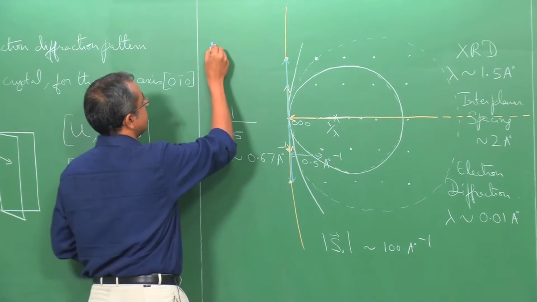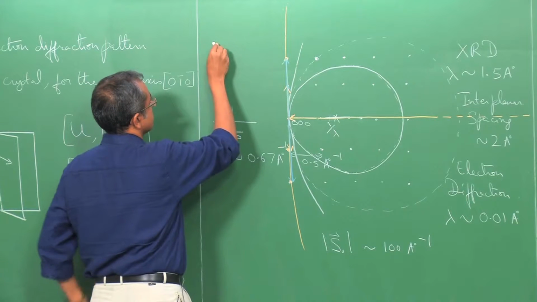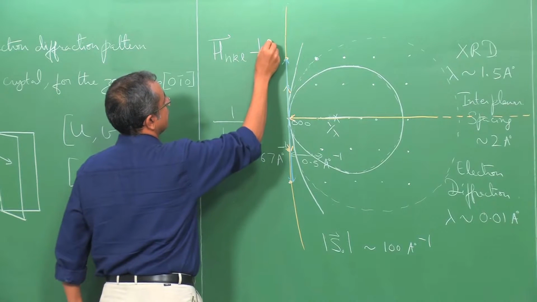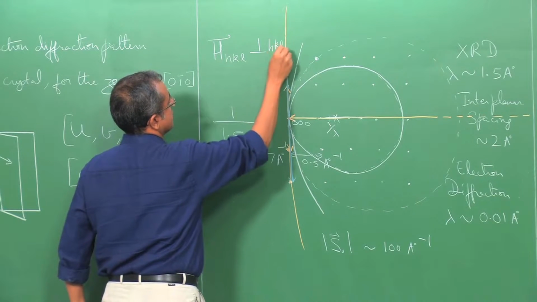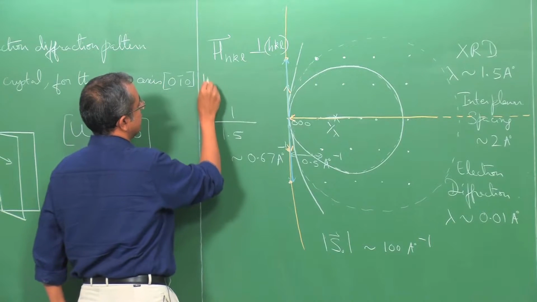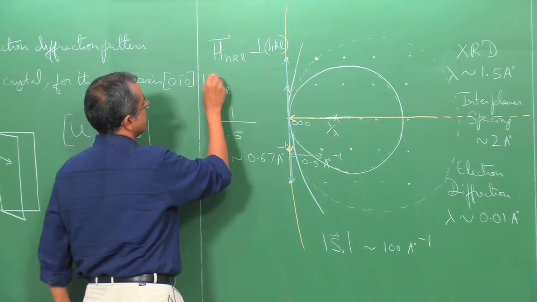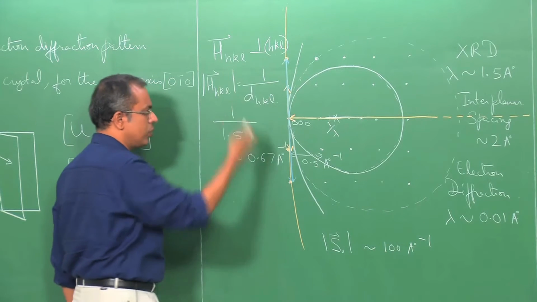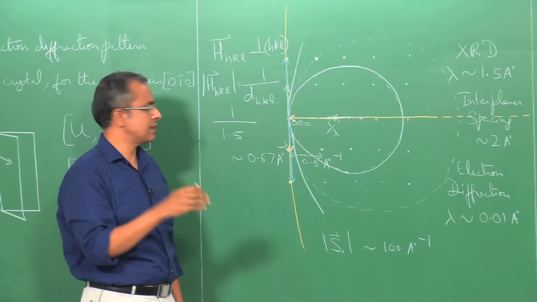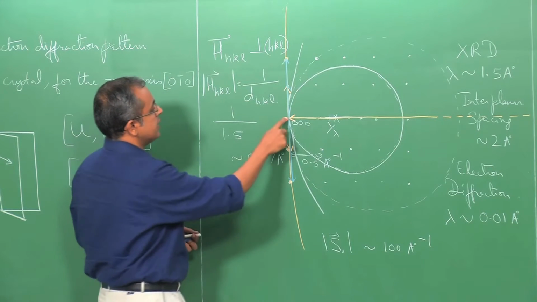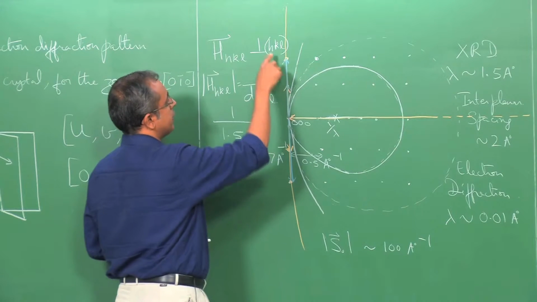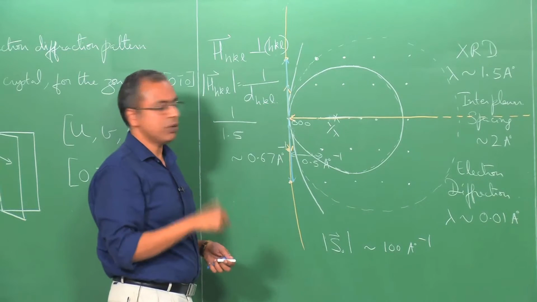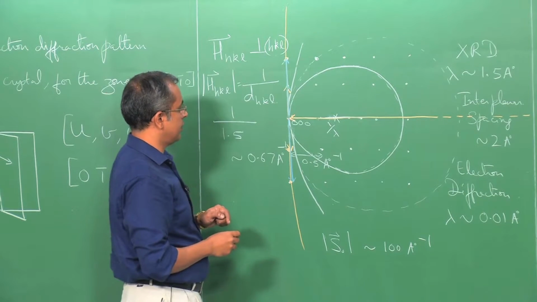So, we wrote that the vector HHKL is perpendicular to the HKL plane, and the modulus of HHKL equals 1 by DHKL. These are the things that we wrote, which are going to hold true, no matter what your lattice is. So, these are reciprocal lattice vectors. Therefore, they are naturally perpendicular to those respective HKL planes, and their magnitude is 1 over the spacing of that particular HKL plane.